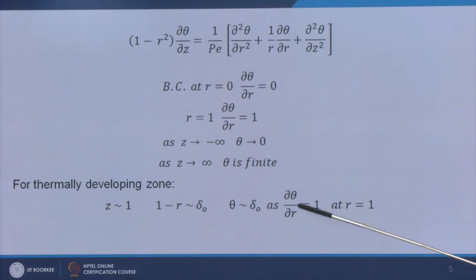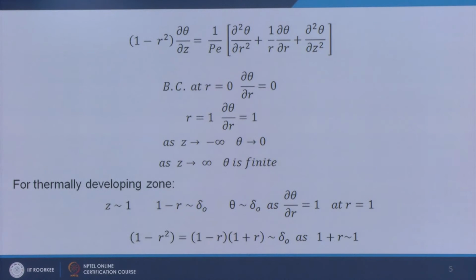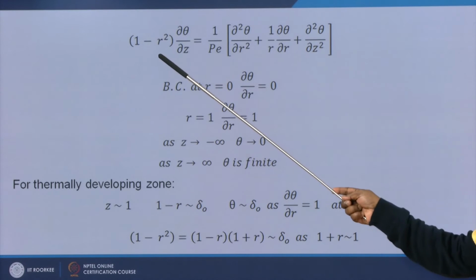Okay, because this del theta by del R needs to be of order 1. So if R is of the order of delta naught, theta obviously needs to be of the order of delta naught. Okay, so we have already found out Z, R and theta order. So let us find out the rest of the terms of the equation.